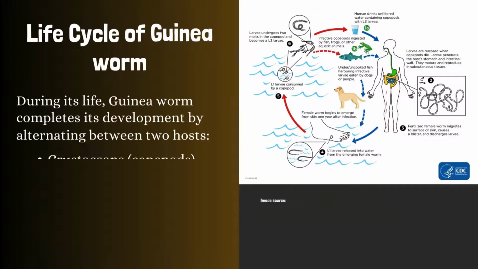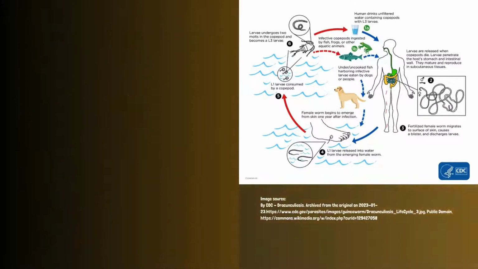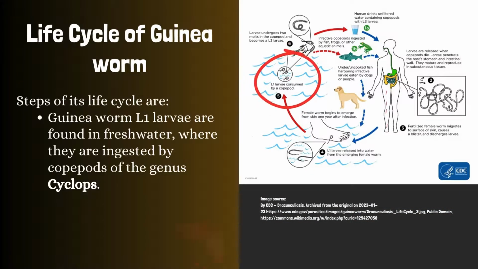Life cycle of guinea worm. During its life, guinea worm completes its development by alternating between two hosts: crustaceans, copepods, also known as water fleas, and human beings. Steps of its life cycle are: guinea worm larvae are found in fresh water, where they are ingested by copepods of the genus Cyclops.